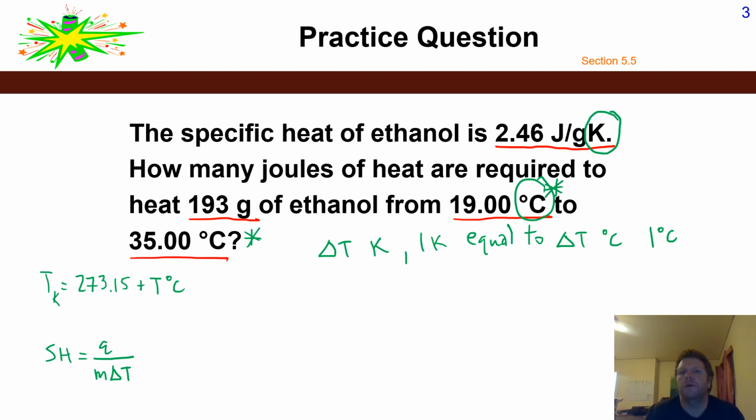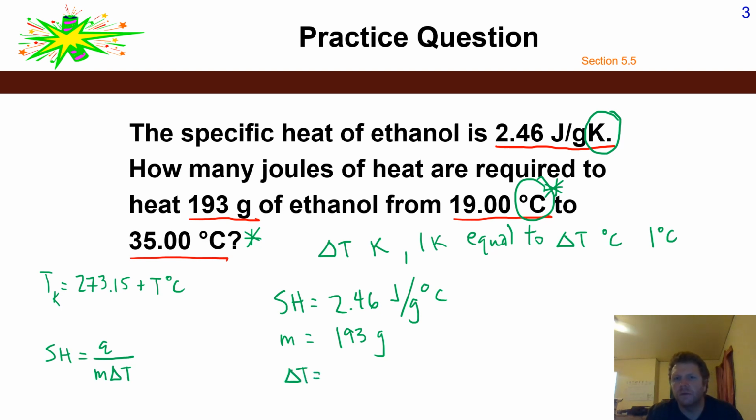Okay, so to solve this problem, all that we really need to do is look at what our definitions are. So our specific heat capacity, has that been provided? Yes, it is. It's 2.46 joules per gram Kelvin. Now I'm going to go ahead and make it simple on myself, and I'm just going to change this to degrees Celsius, just so I don't mix anything up. Now my mass. What is the mass of this substance? Well, I'm talking about a mass of ethanol, and the mass of ethanol is 193 grams. And then finally, what is my delta T? Well, my delta T is going from 19 to 35 degrees Celsius. So that's a change, a delta of 16 degrees Celsius.